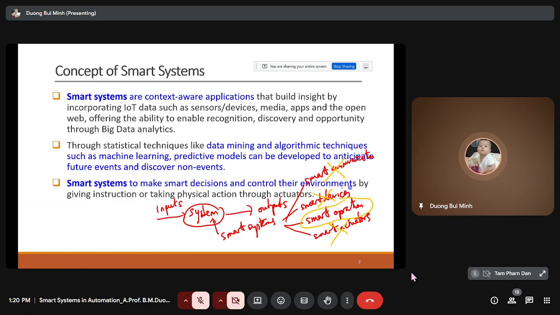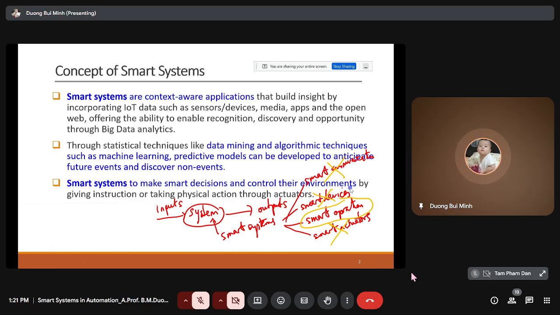Okay, what's in the smart operation? That means we have some optimization methods to help us give the correct decision, the correct operation, the correct procedure to control the system. So to get the smart operation, you should study some optimization methods.